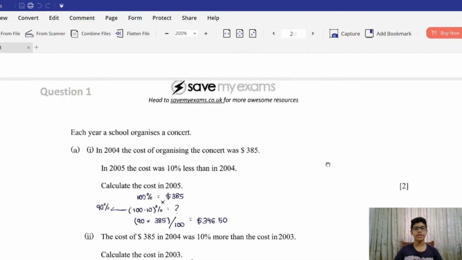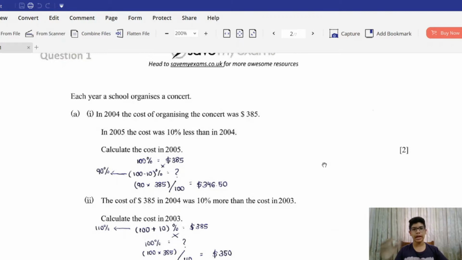So question 1. Each year a school organizes a concert. Part A, Roman 1. In 2004, the cost of organizing the concert was $385. In 2005, the cost was 10% less than in 2004. Calculate the cost in 2005. So if the cost of organizing the concerts in 2004 was $385, we can assume this is 100% of the price. This is the original price.